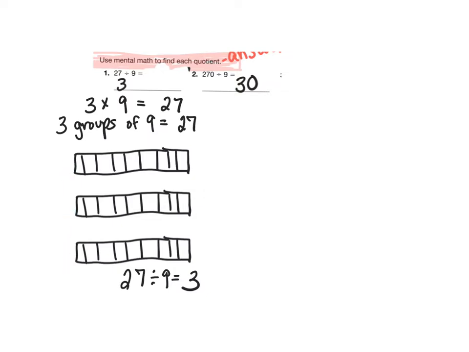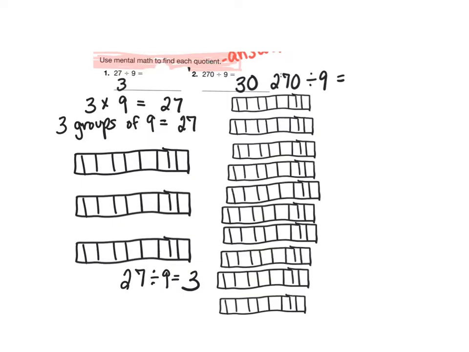Now let's consider 270 divided by 9. So this is basically saying instead of 27 altogether, which is what I showed you first, now we need to end up with a total of 270.